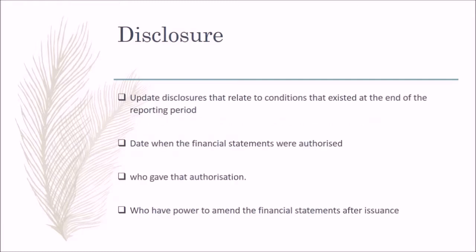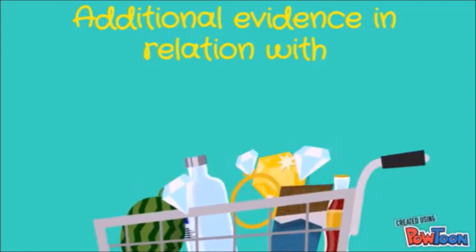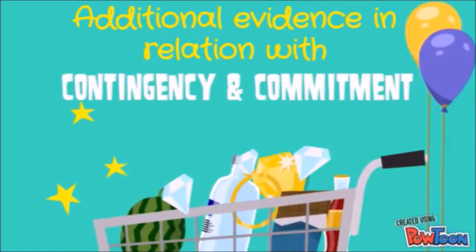A company should update disclosures that relate to conditions that existed at the end of the reporting period to reflect any new information that it receives after the reporting period about those conditions. Companies must disclose the date when the financial statements were authorized for issue and who gave that authorization. If the enterprise's owners or others have the power to amend the financial statements after issuance, the enterprise must disclose that fact. Additional evidence in relation to contingency and commitment.